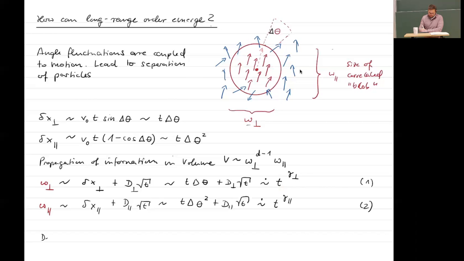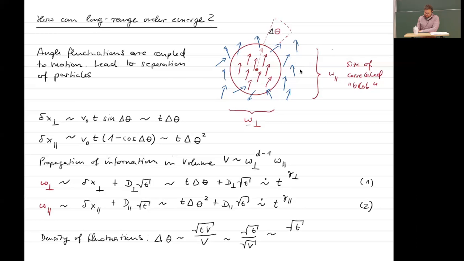And now we look at the density of fluctuations again. Now this delta theta, like last time, goes with time times volume over volume. That's what we already used with the static model or the equilibrium model. And this, I'll just plug in: square root of time over square root of volume. And again, plugging in the volume, omega perpendicular to the d minus 1, omega parallel. And this we define to be our third exponent, t to the gamma. This is our third equation.